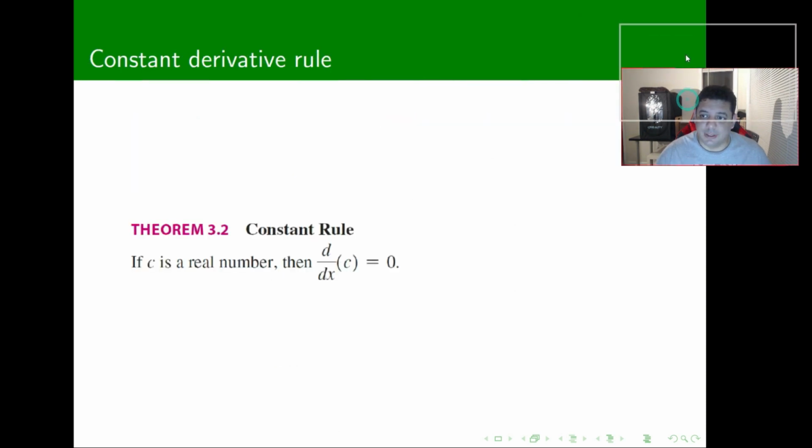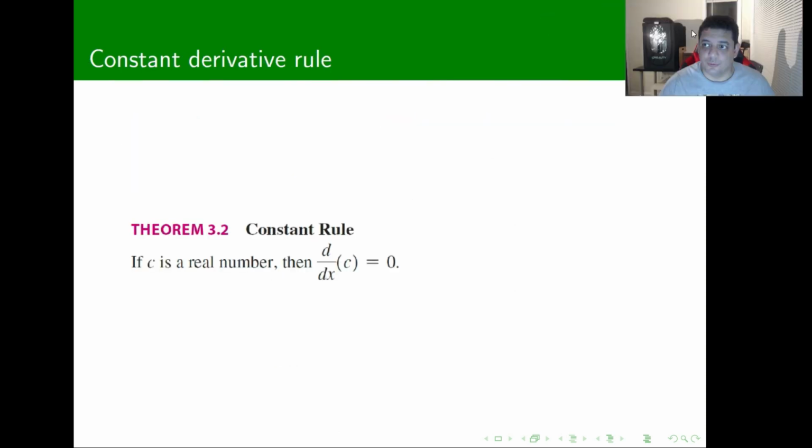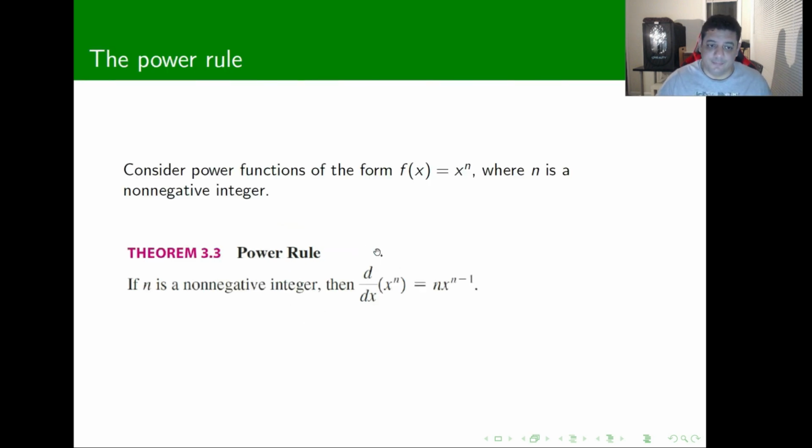Now, this is going to be the first rule that we're going to establish. Derivative of any constant, 0. Now, let's move on to powers. If you have a power function, of the form x to the n, where n is a non-negative integer, the rule for powers is going to be, if you take the derivative of x to the n, then you're going to get n times x to the n minus 1.